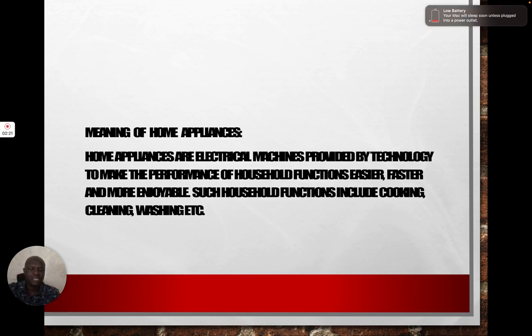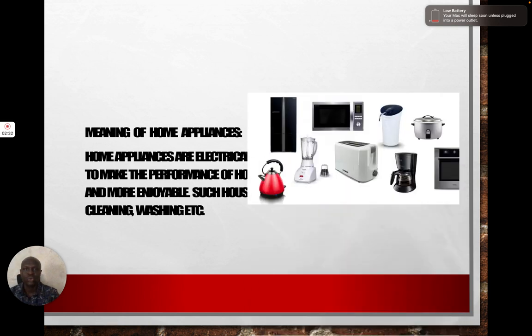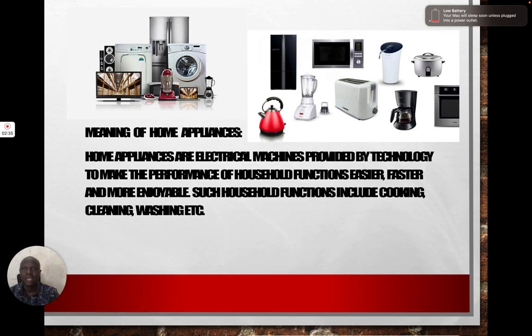The home appliances that we are talking about is to help us to be able to enjoy what we do in our society. And from our view, you can see these different types of home appliances. From this presentation, you can see kettle, you can see blender, you can see electronics equipment, you can see oven, you can see a lot of things that help our home to be better and our domestic activities to be easier.